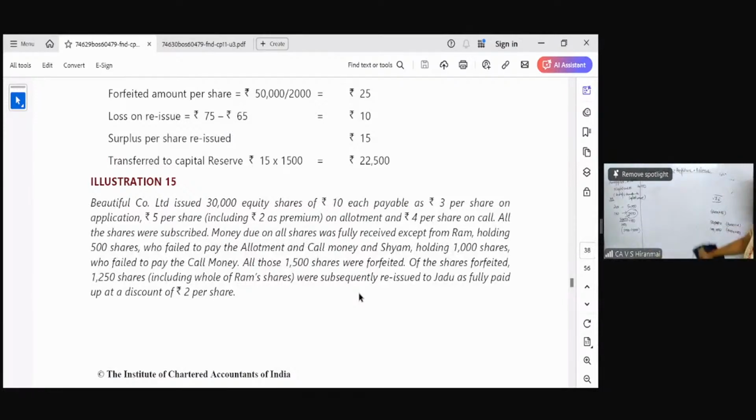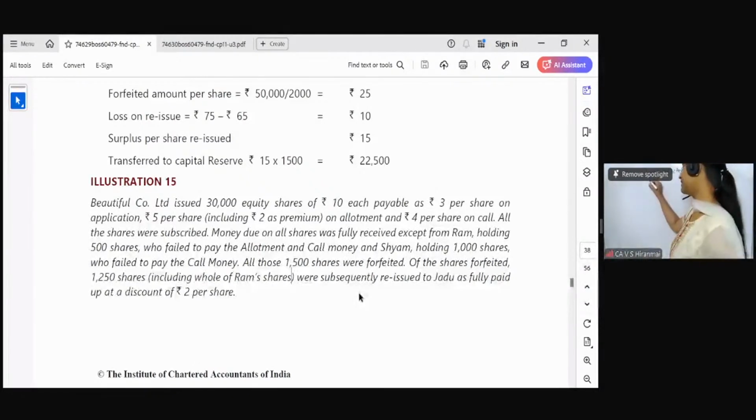The Beautiful Company Limited issued how many number of shares? Issued 30,000 equity shares of rupees 10 each payable as 3 rupees on application, 5 rupees on allotment, including how much is the premium here? 2 rupees is the premium. So this is a question. He has given you 2 rupees. So the meaning is 30,000 equity shares.